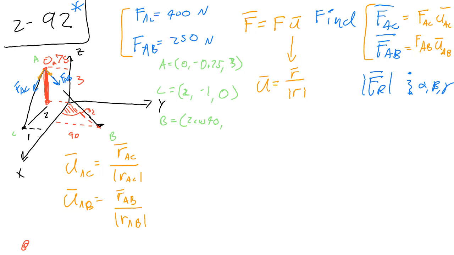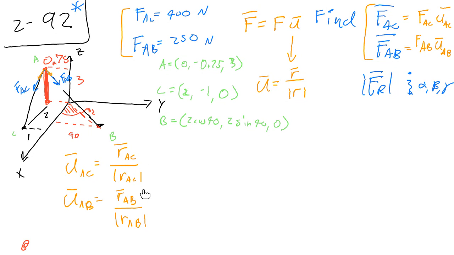And so the y component must be 2 sine 40. And finally the z, well, it's on the ground, so the z is 0. All right. Okay, so that was just the beginning there. This is going to help us find our RAC and RAB.